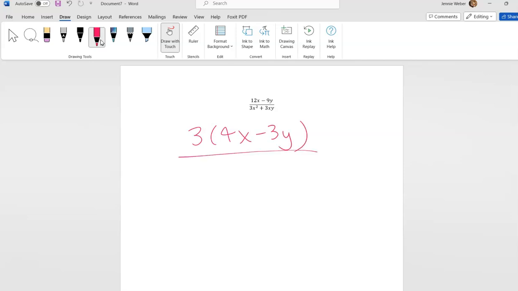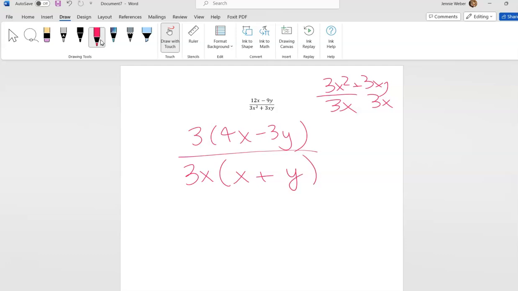In the bottom, I look at that and I go, well, they both have a 3 and they both have an x. Okay? So here, I'm dividing by 3x and storing it out front. I'm left with 1x. Here, I'm dividing by 3x, storing it out front, left with a y.